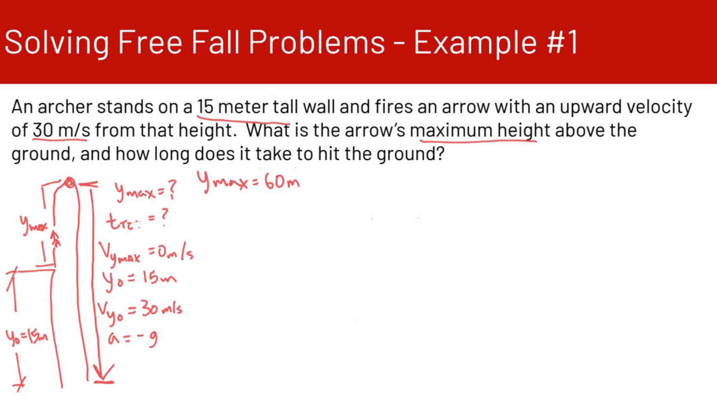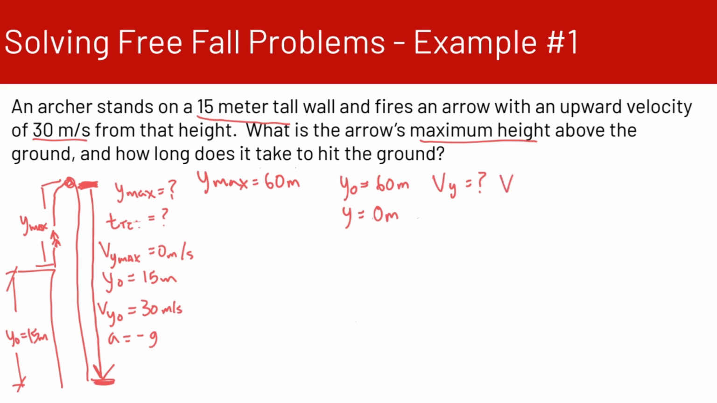Okay, so we've got our maximum height. If we're talking about from this point to this point, our maximum height now becomes our y naught. So our y naught now is 60 meters, and we are looking for a y of 0 meters. And we're looking for Vy. We don't know our final velocity.